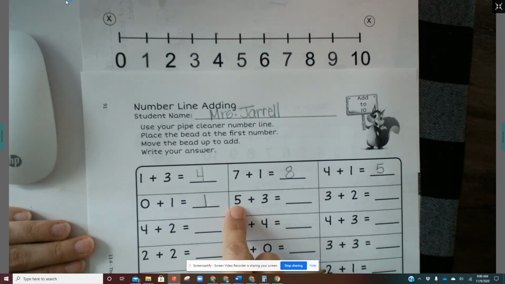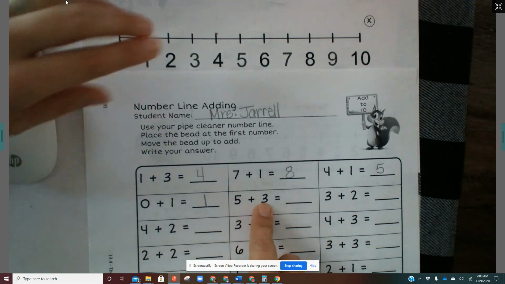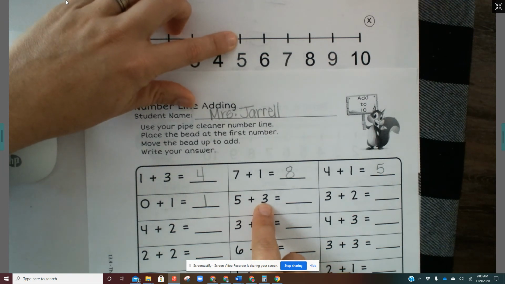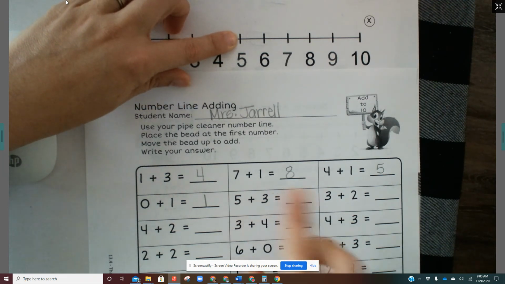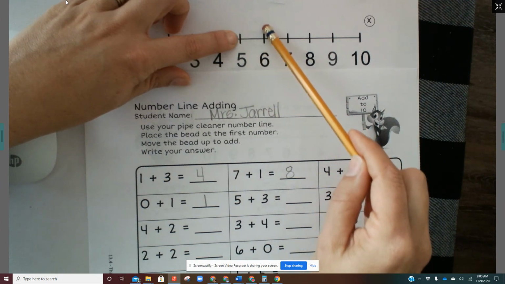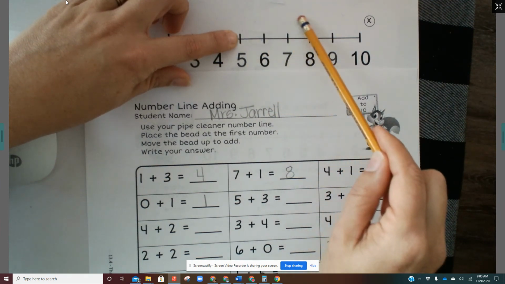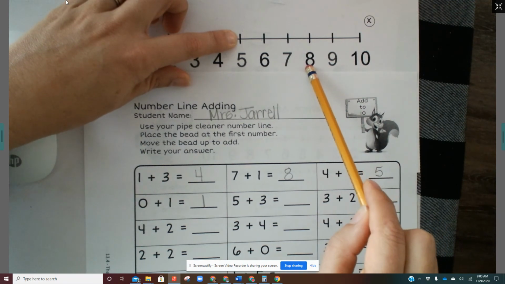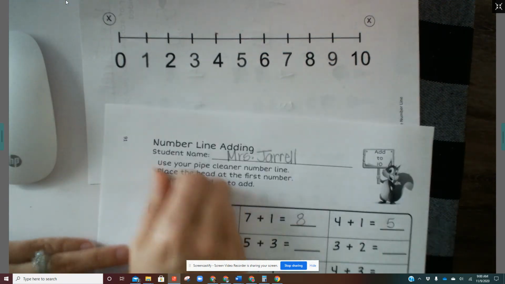Here's my next one, 5 plus 3. So I'm going to start on my number 5, and I'm going to jump 3 places. So here I'm on 5. Let's jump 3. 1, 2, 3. And I landed on 8.